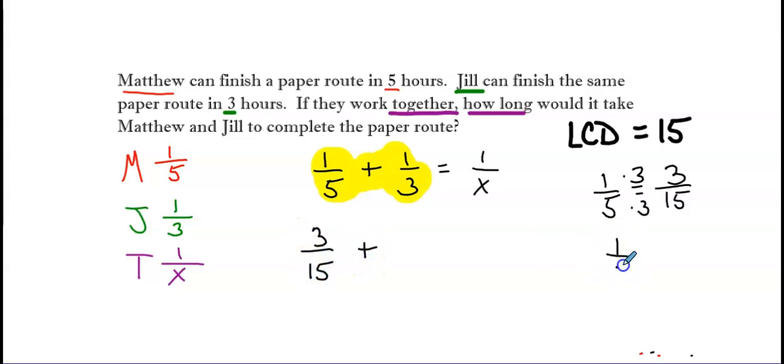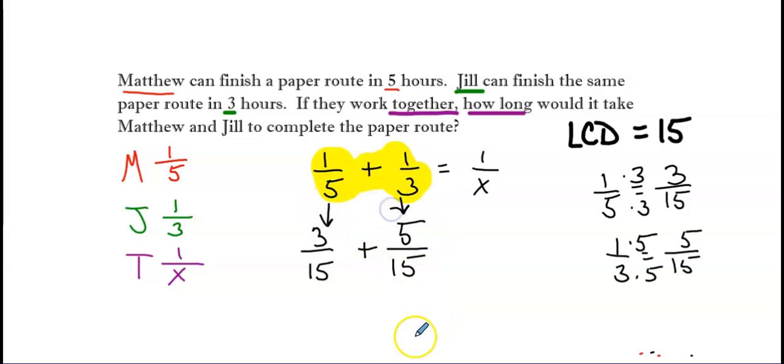What do I have to do to 1/3 to get something over 15? I have to multiply times 5. We remember from our addition and subtraction of rational expressions that if we multiply by something in the denominator, we have to do the same thing in the numerator. So that would be 5/15. So 1/3 equals 5/15. So all I'm doing is rewriting these two expressions, two fractions, as equivalent fractions.